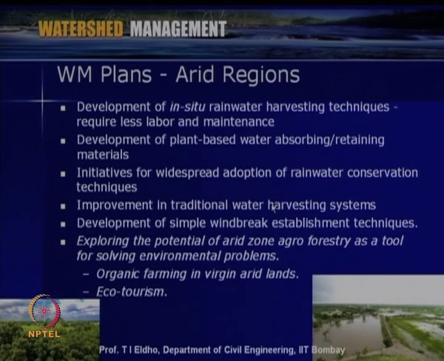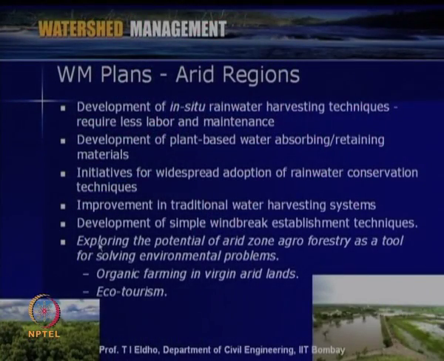So, as we discussed, for most of the arid region, soil erosion due to wind is a major problem. Say we have to reduce the wind speed so that the soil erosion will be reduced. So, we have to develop simple windbreak techniques, like plants which can reduce the speed of the wind, say on ridges, so that can reduce the soil erosion problems. And then, as far as watershed management plans are concerned, we can explore the potential of arid zone agroforestry as a tool for solving the environmental problems.